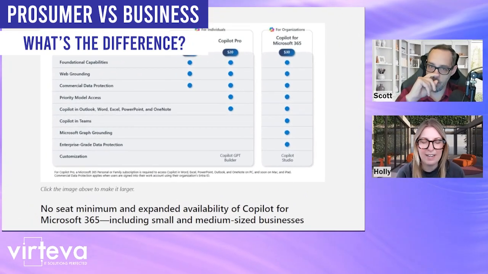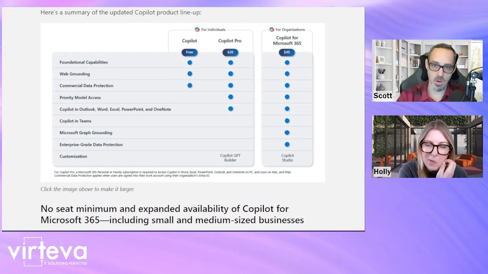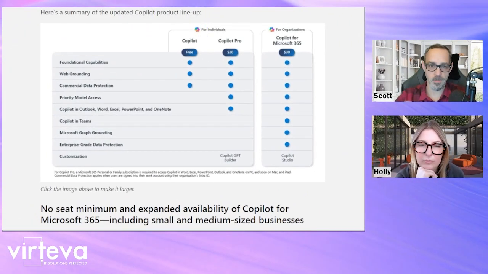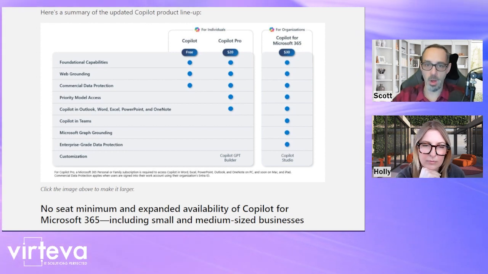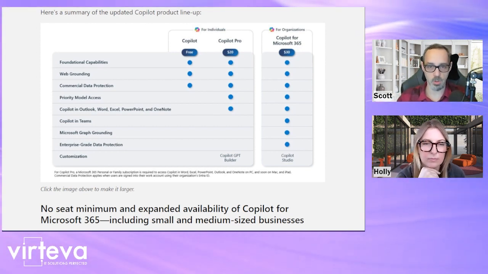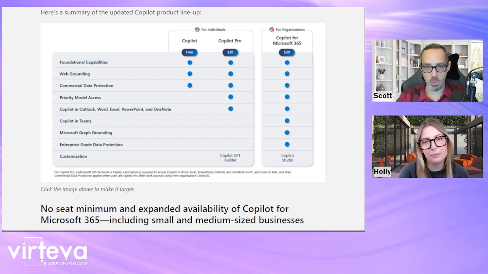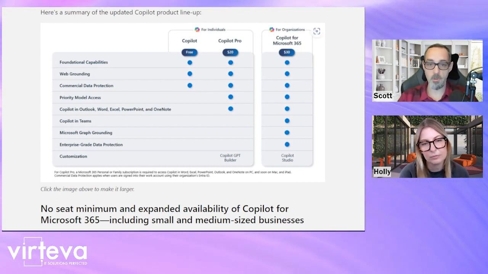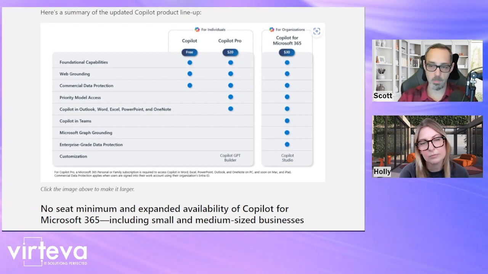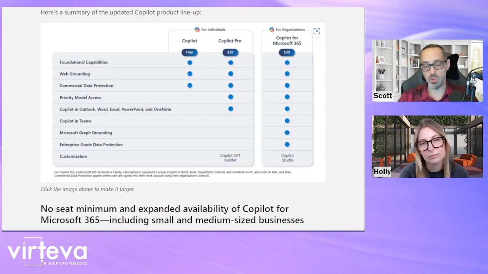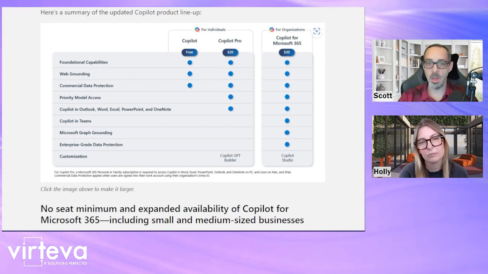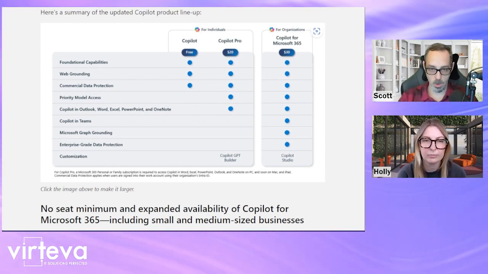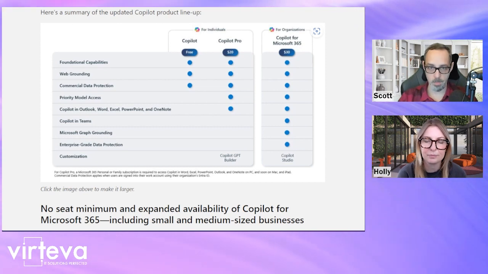So I put up a quick graphic on the screen just to highlight the differences between Copilot, Copilot Pro, and then Copilot for 365. The first two are for individuals, and we talked about this on the show last time. This was a big focus: the free version of Copilot is for the foundational web-based pieces of it. If you do have business licensing, you also get the commercial data protection with it. If not, you just get the web grounding and the foundational capabilities.